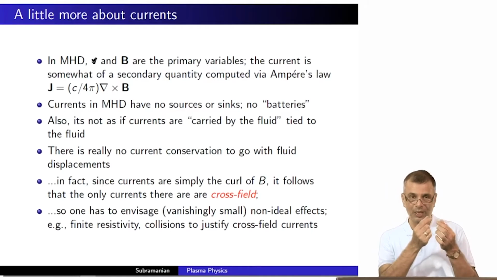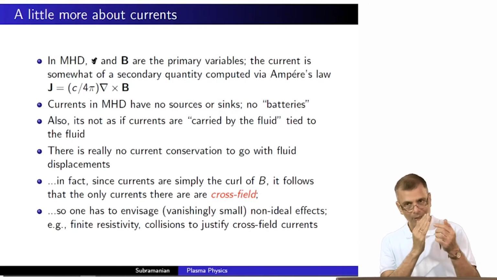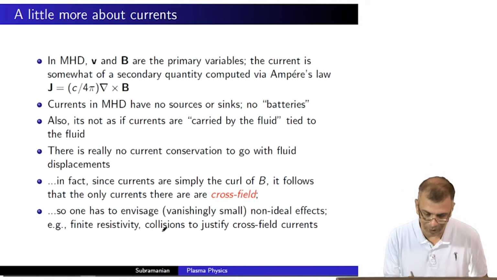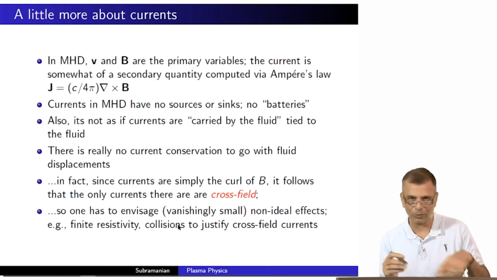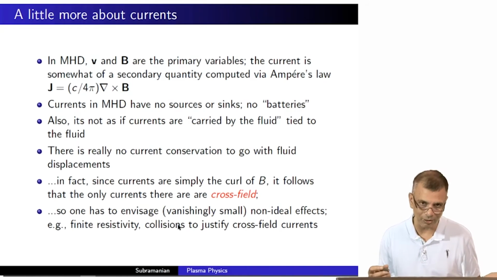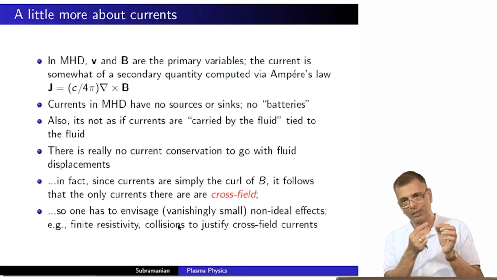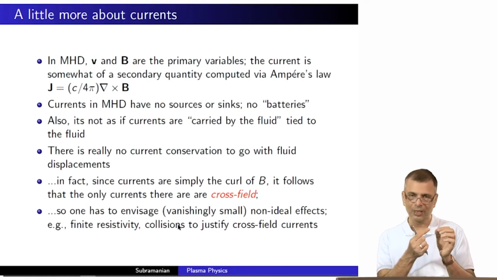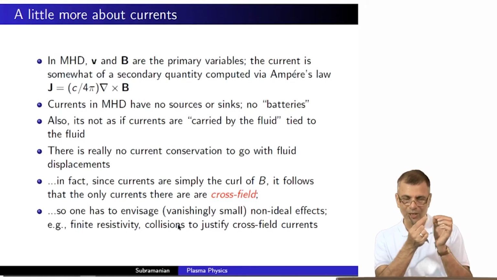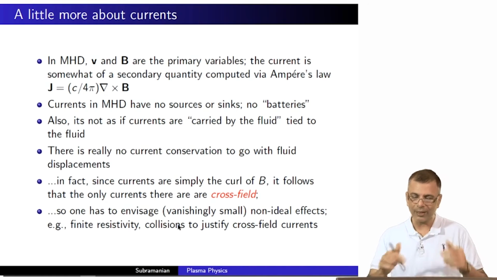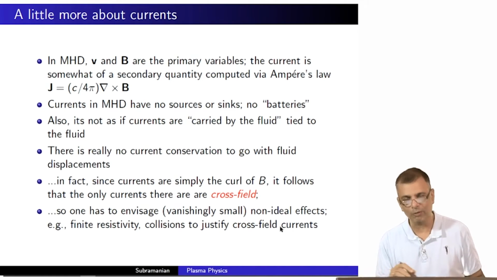Since the gyration is perpendicular to the magnetic field, this small current arises due to finite resistivity or collisions, which in turn give rise to resistivity. These small charge imbalances which arise due to collisions give rise to slight charge separations in a plane that's perpendicular to the magnetic field, and that results in these cross field currents.